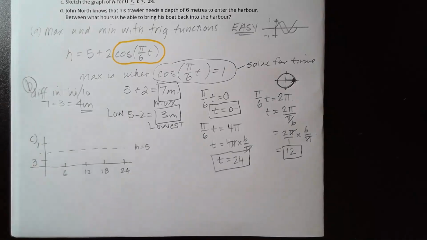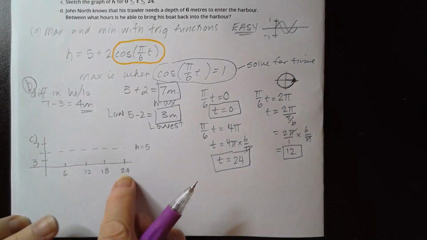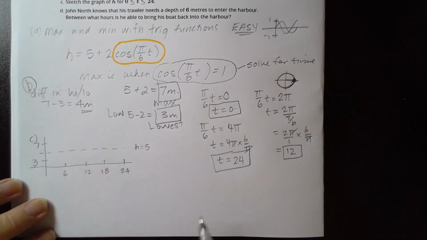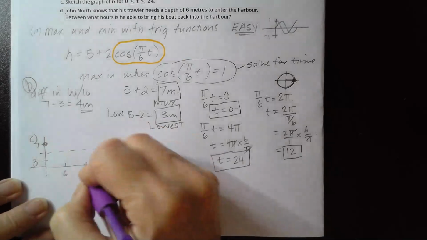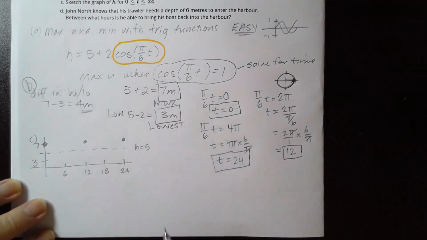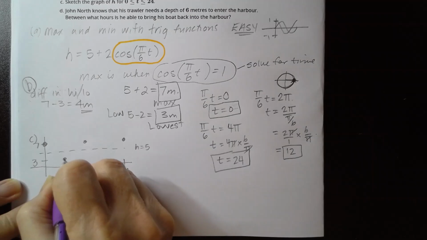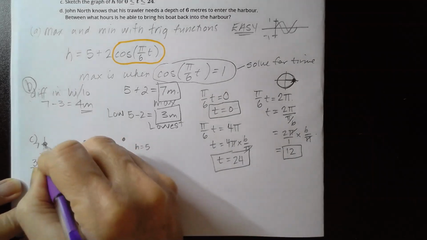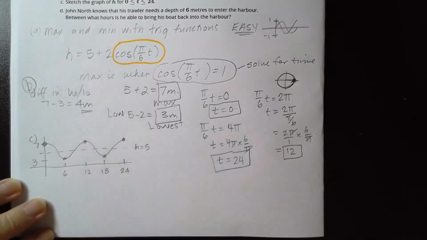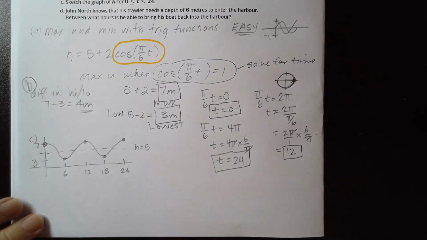How do I know to do that? I do it every time I do a trig function. I write this, I cut it in half, and I cut it in half. And I know at 0 I have a high tide, and at 12 I have a high tide, and at 24 I have a high tide. And that would put my low tides here because of the symmetry. And so I can just graph that. So I've sketched a graph, plenty of stuff there for a graph.